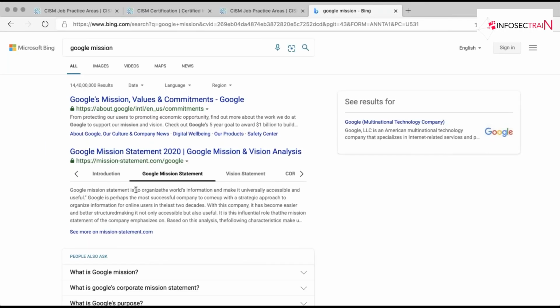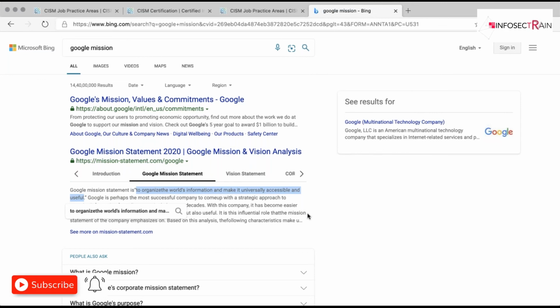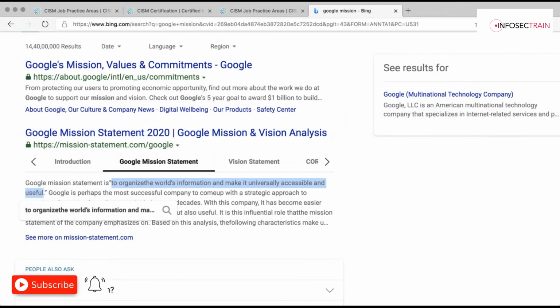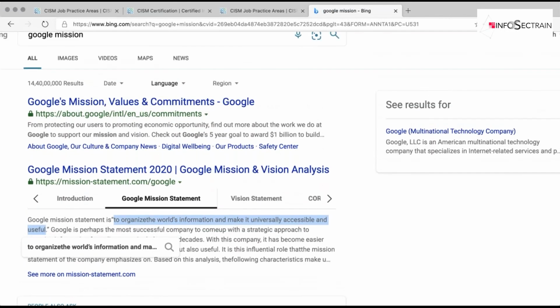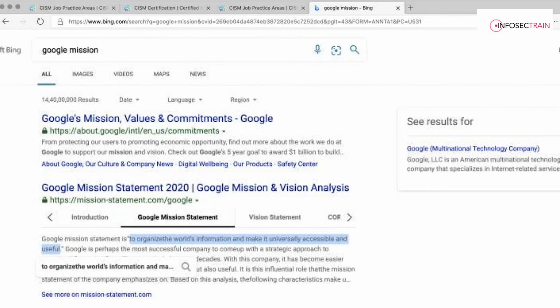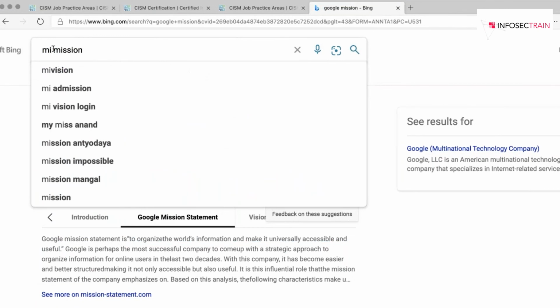I hope you're able to see it. Its mission statement is to organize the world's information and make it universally accessible and useful. As you can see, it is a broad statement. Not too much into detail, but it gives you why the organization exists. How about Microsoft?